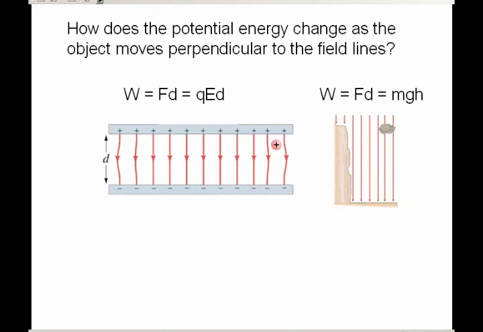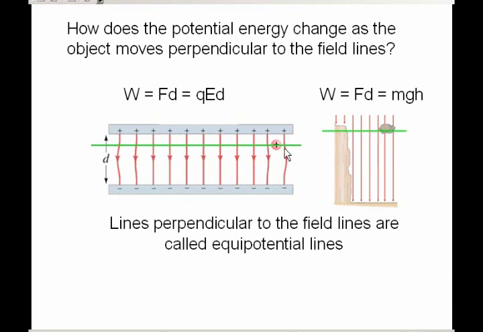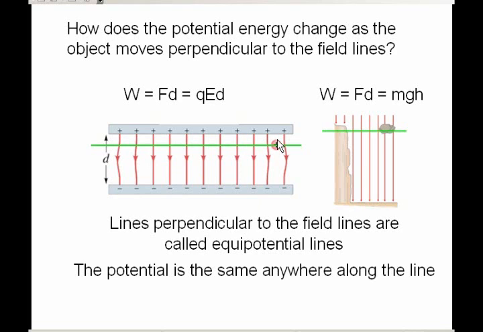How does potential energy change as the object moves perpendicular to the field lines? This line perpendicular is called equipotential lines. Anywhere along this line has the same potential. Just as anywhere along this line you're at the same height, you have the same potential energy for that rock.